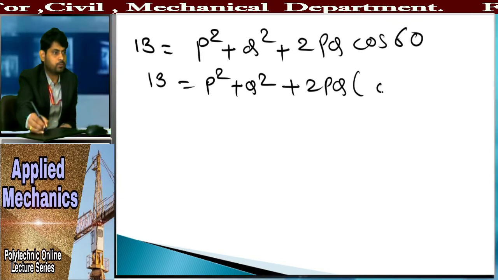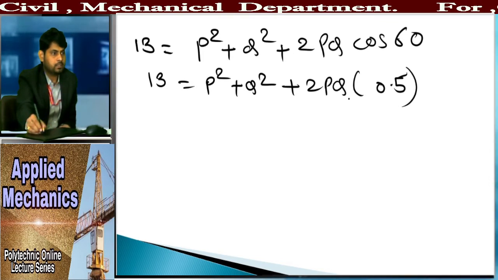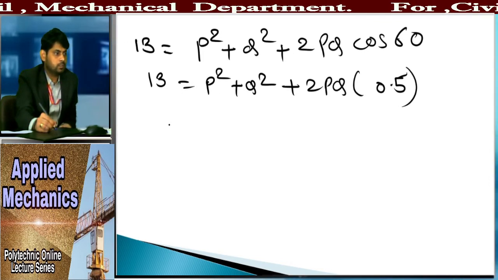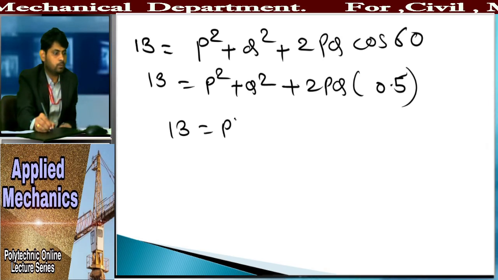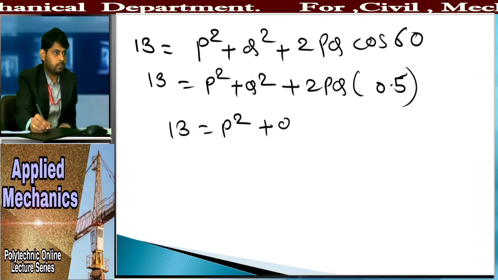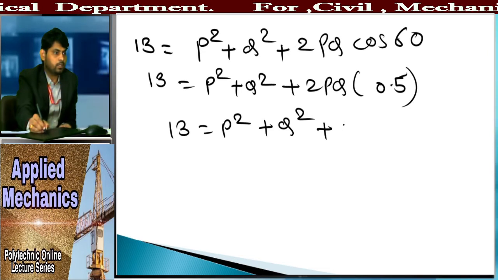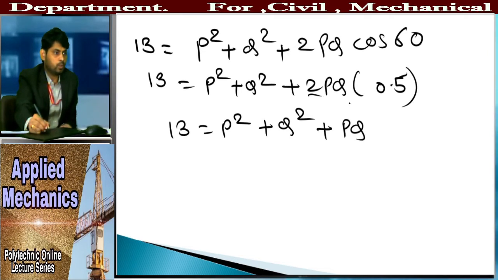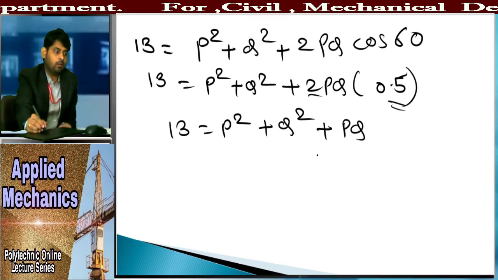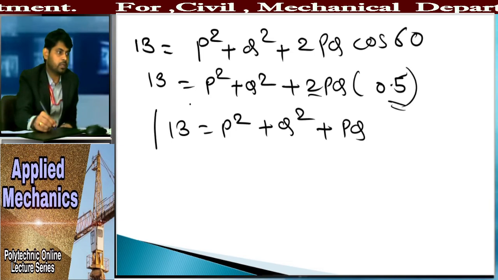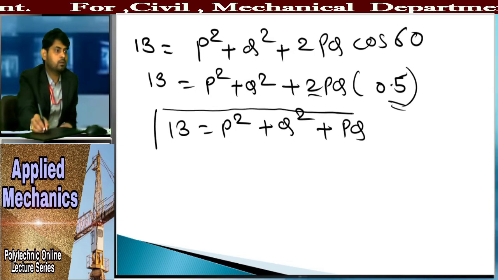the value of cos 60 is 0.5. So here 13 is equal to p square plus q square plus pq, because 2 multiplied by 0.5 is 1. So this is your equation number 2.